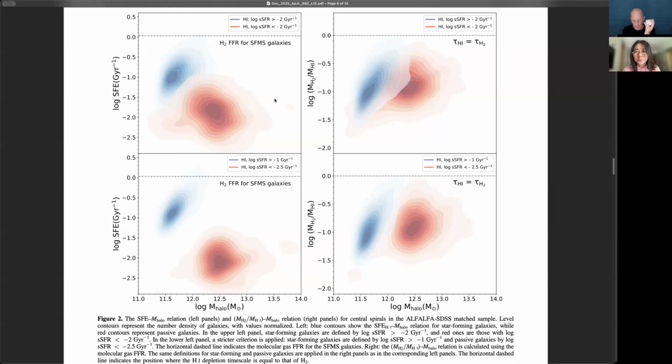So here, our observation is consistent with this theory. We can see that for the star-forming galaxies, more massive halos will elevate the transformation from the H1 gas to the H2 gas.